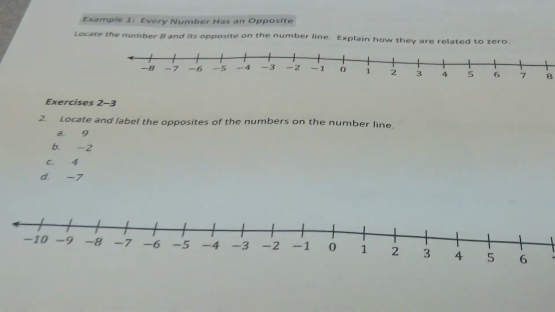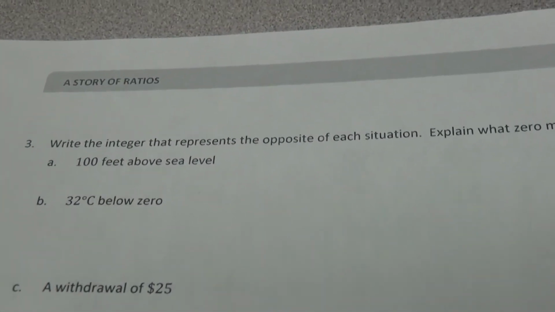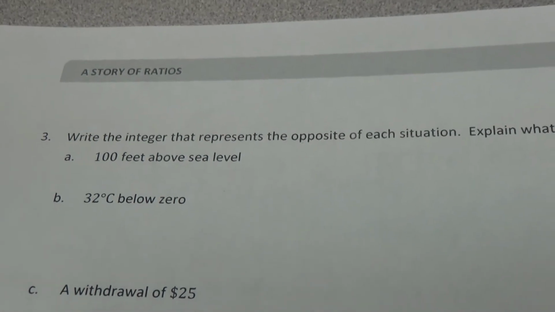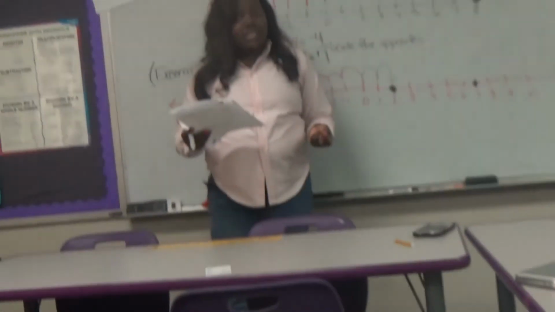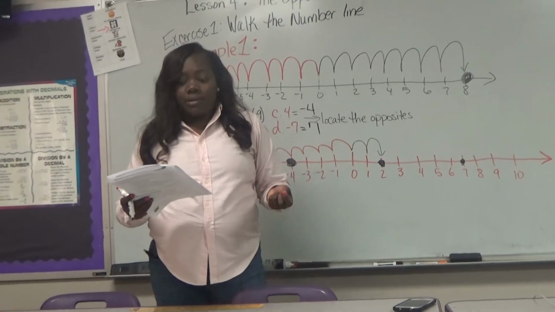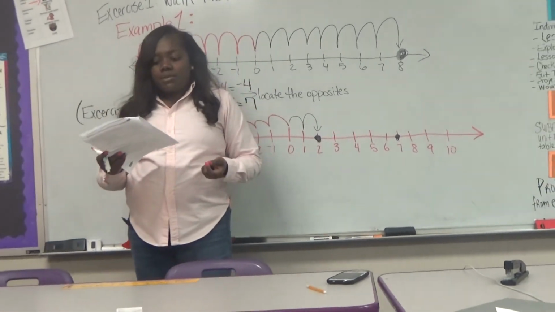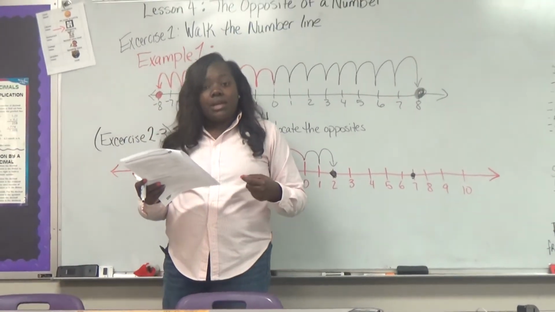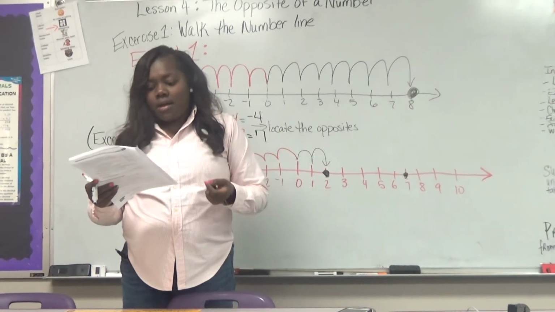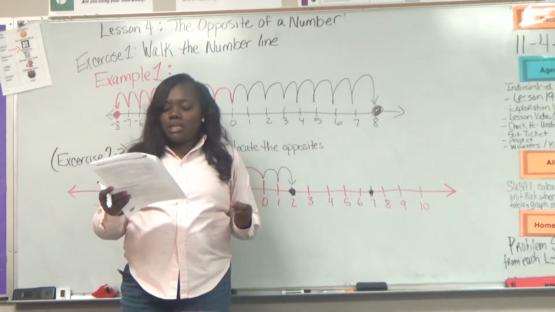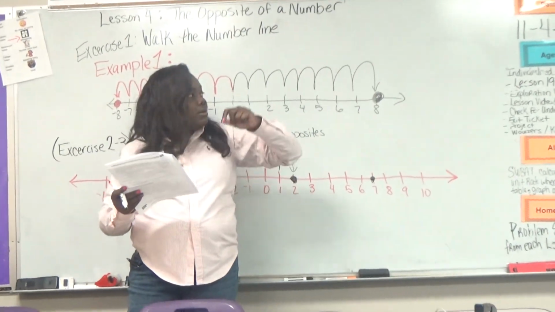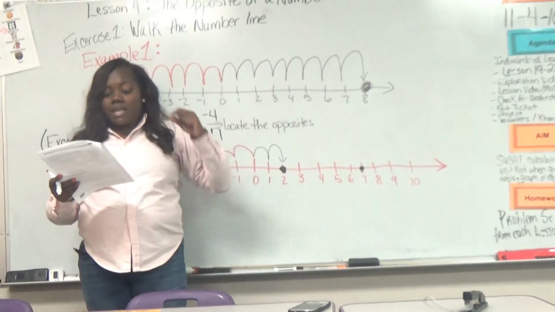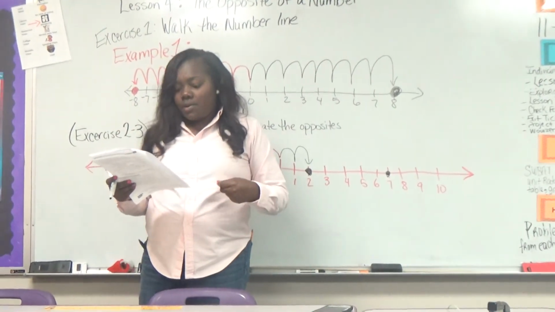A says 100 feet above sea level. So if I'm going to do the opposite of 100 feet above sea level, 100 feet above is something positive, right? So the opposite of a positive 100 would look like a negative 100. So all you have to simply write there is negative 100. And that simply means that 0 represents sea level, right? So I'm going to negative 100 because that is the opposite of my positive 100.